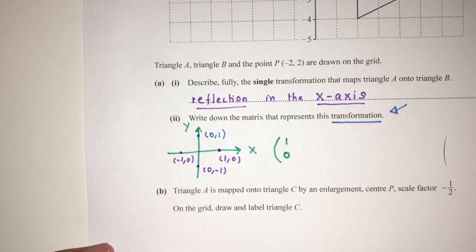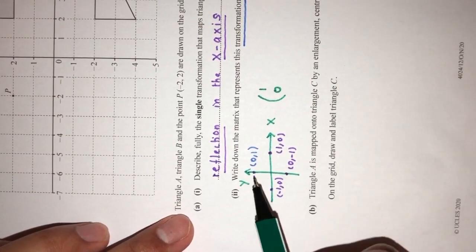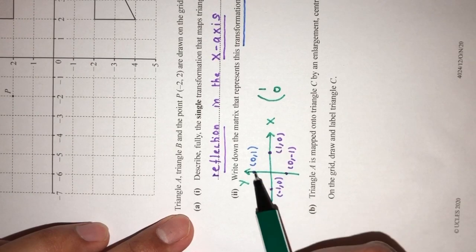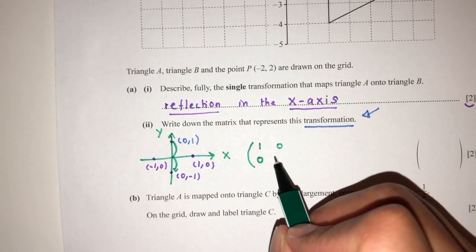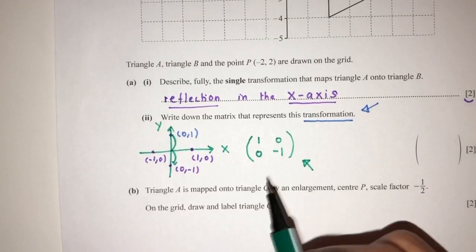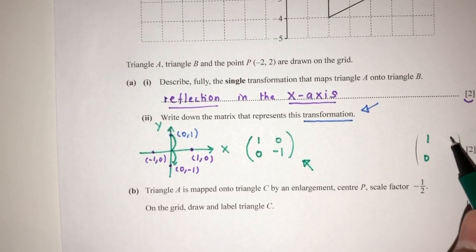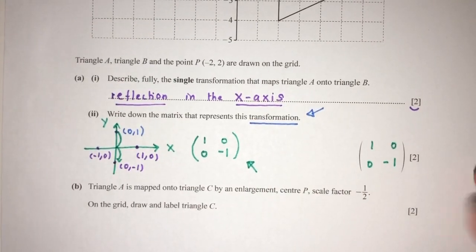Now, second point, we have to look at this one. If you observe, for this one, if you reflect this one over this line, it will become this one, (0, -1). So you have to write down (0, -1). So this is the matrix representing that transformation. So (1, 0) and (0, -1). That is part 2 of the question.